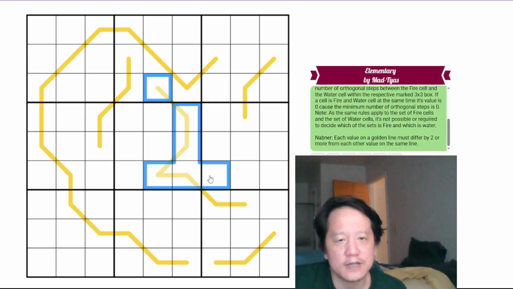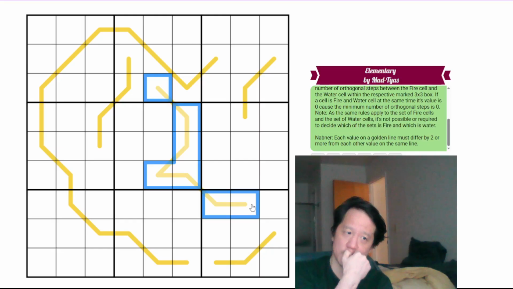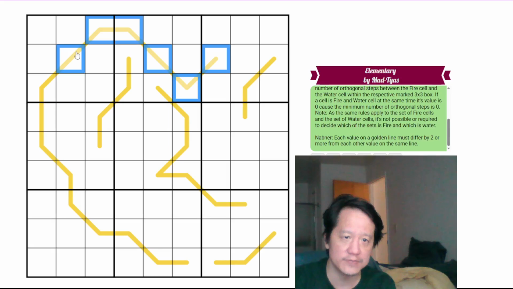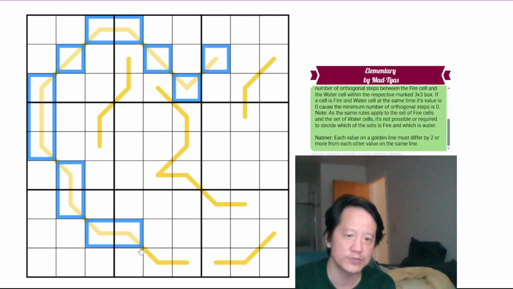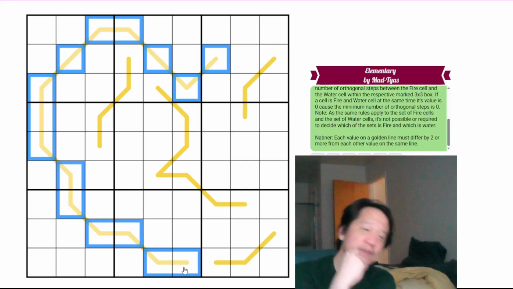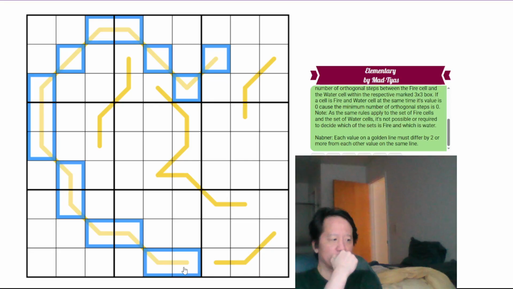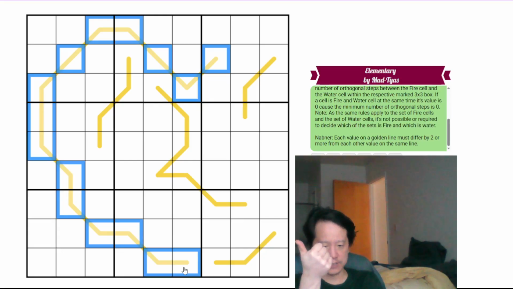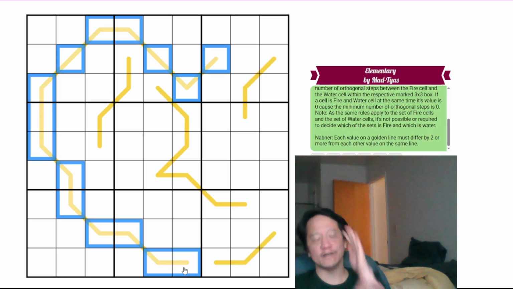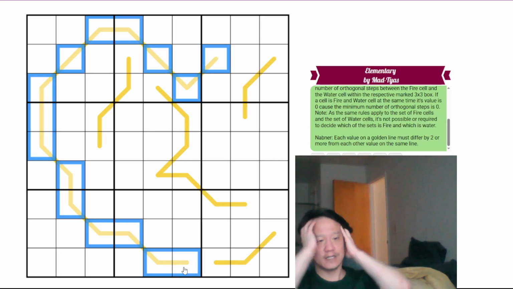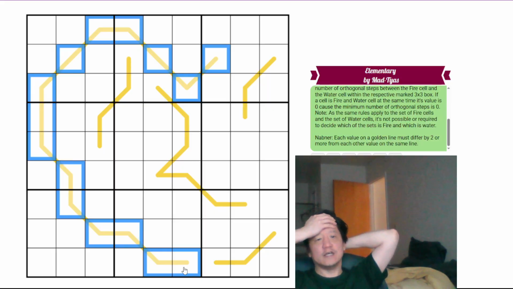Okay, how long are these Nabner lines? We have 1, 2, 3, 4, 5, 6, 7. Here we have 1, 2, 3, 4, 5, 6, 7, 8, 9, 10, 11, 12, 13, 14, 15. We have 15 values here. That means they're going to have differences of 0, 0, 2, 4, 6, 8, 10, 12, 14, 16, 18, up to 28. So there's a difference of at least 28 from the lowest digit on this line to the highest digit on this line. At least 28.